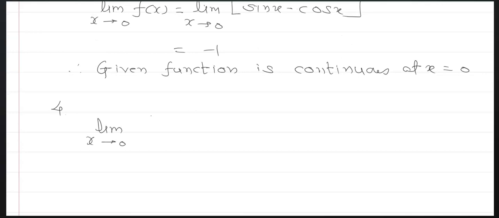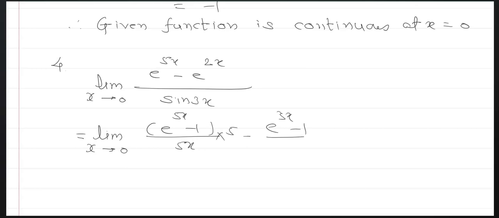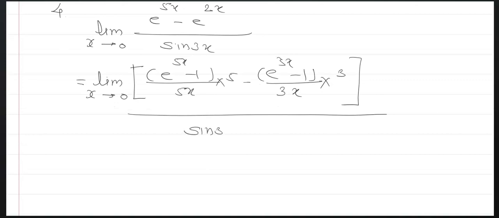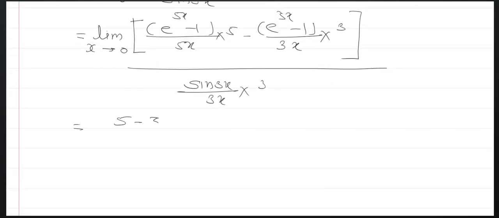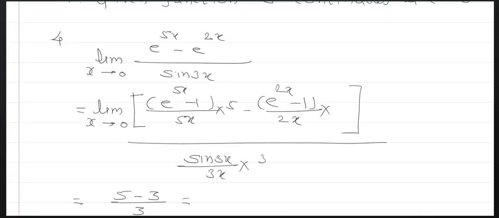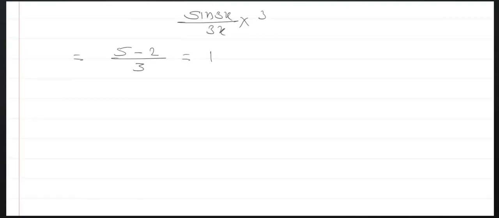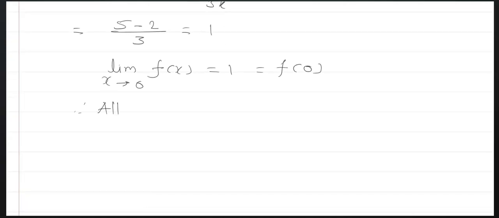Fourth one, limit x tends to 0, e raised to 5x minus e raised to 2x upon sine of 3x, e raised to 5x minus 1 upon, 5 minus 3 upon 3, 5 minus 2 upon 3, and small mistake, that is equals to f of 0. All functions are here continuous.